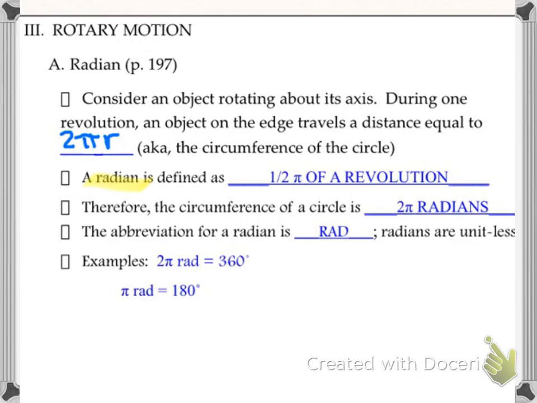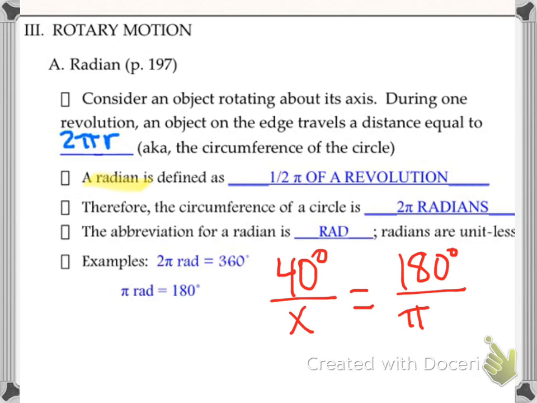So for example, if I wanted to find out how many radians are equivalent to 40 degrees, I would say 40 degrees is X number of radians, and that's equal to, we'll go with 180 degrees, and that's equal to pi radians. And you would simply cross multiply and come up with your answer in radians for the equivalent to 40 degrees.